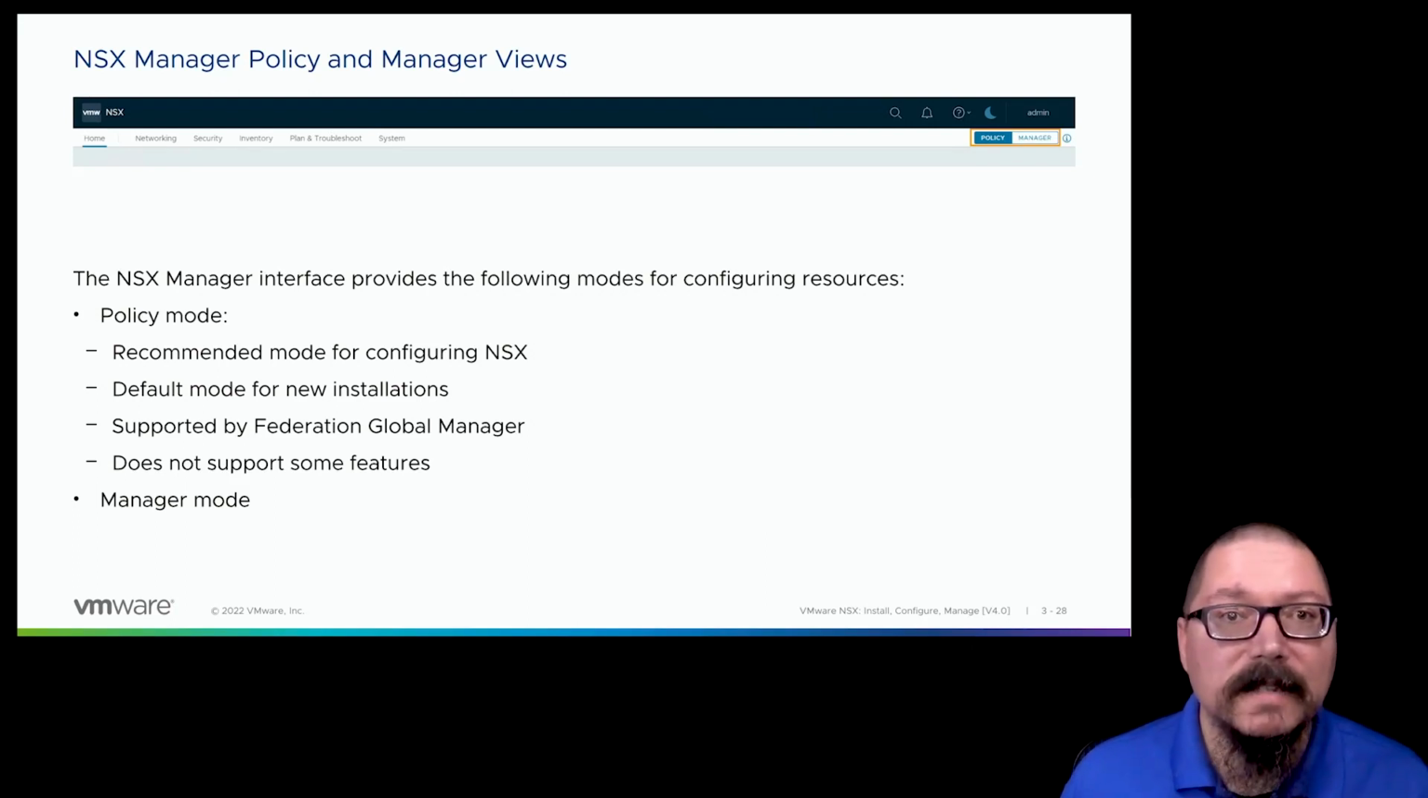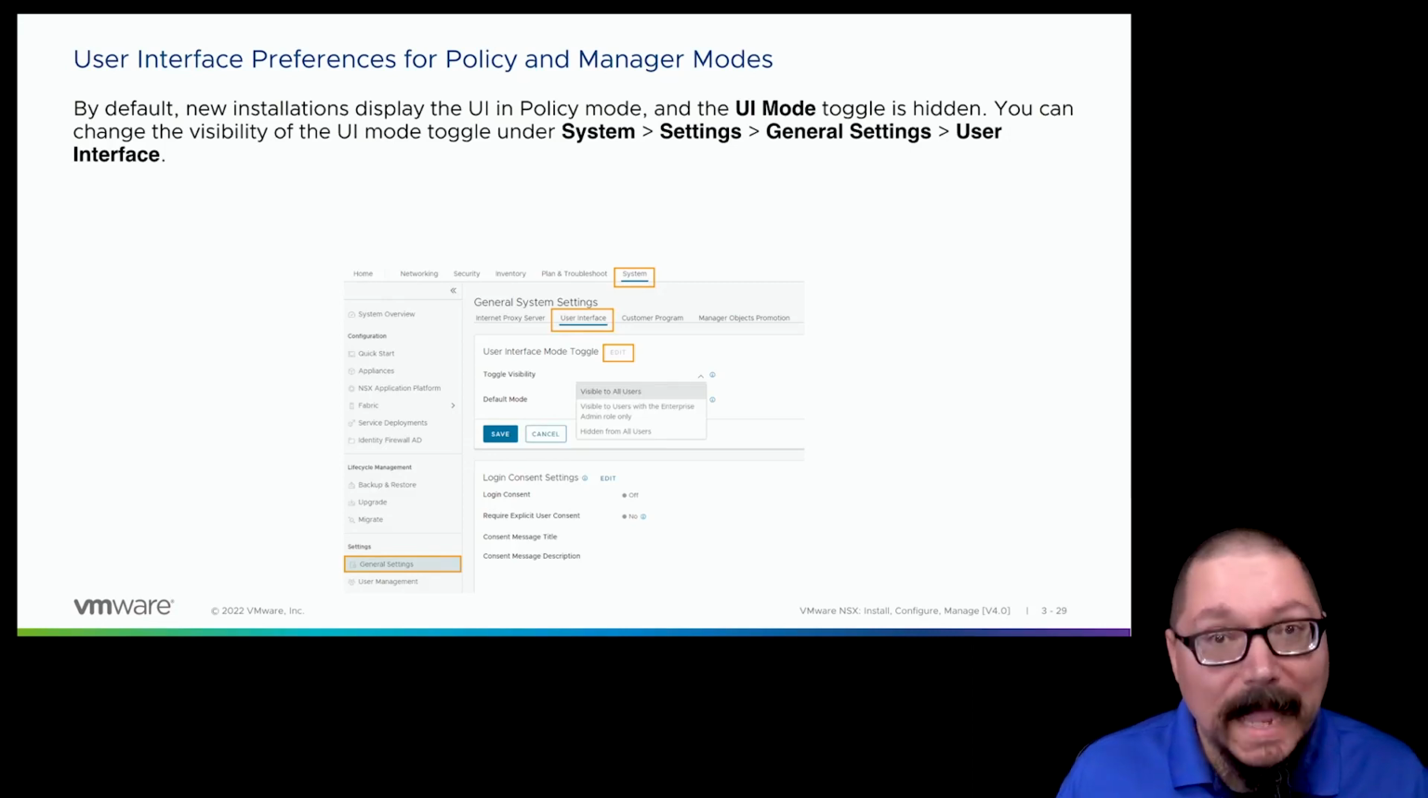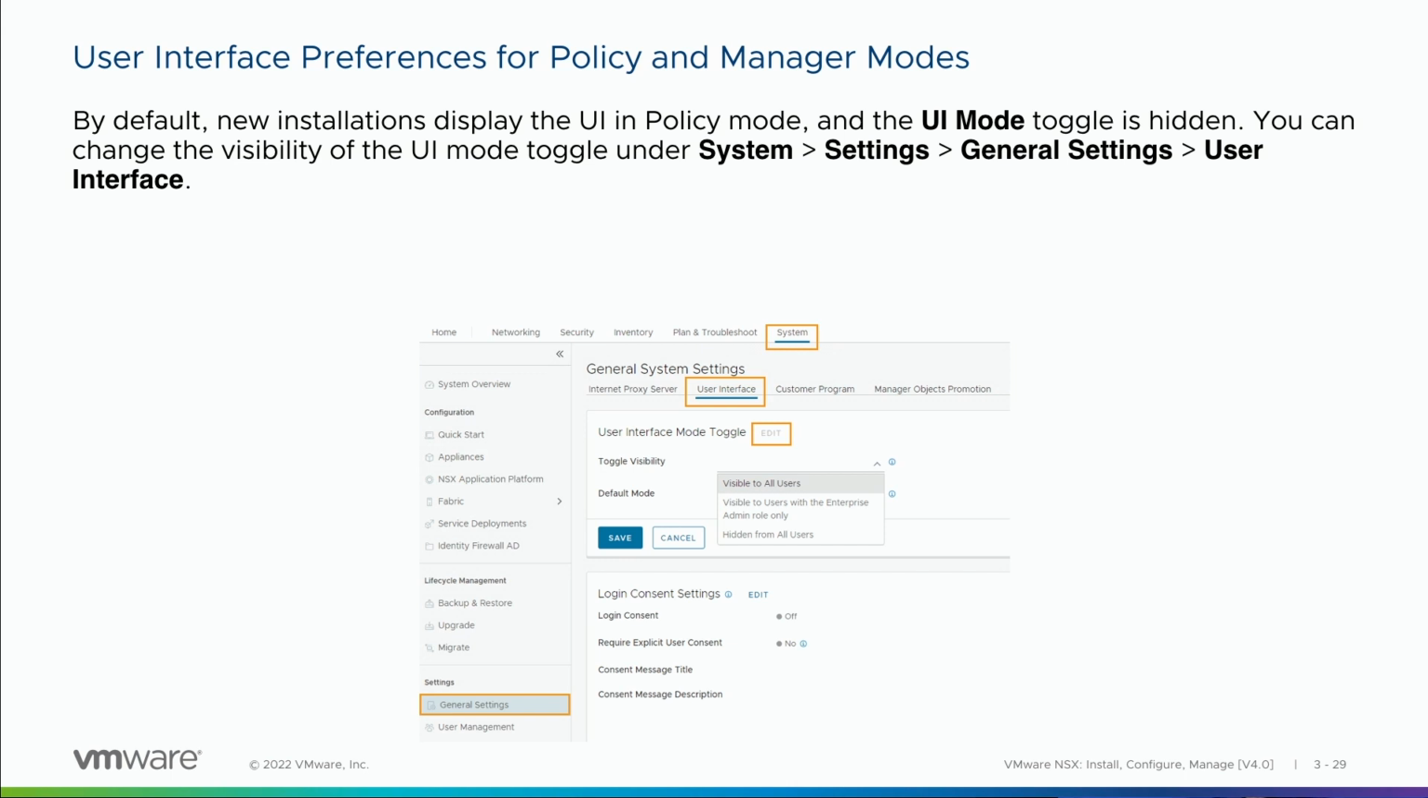And in many cases, you may not even see this toggle up in the upper right hand of your screen where you can choose between policy and manager. It may simply not be there because we don't enable that by default. We can turn on that toggle if we so desire under the system menu. If we go down to system settings or general settings, there is a user interface tab where we can go in and edit the user interface. And the edit here is simply editing whether or not we want to show that policy versus manager toggle.